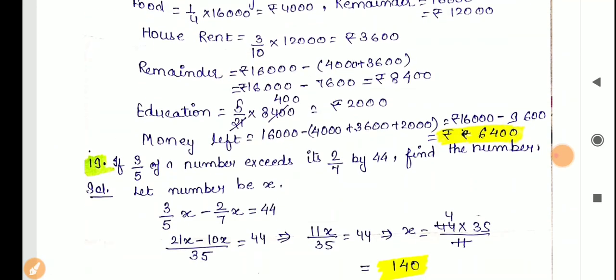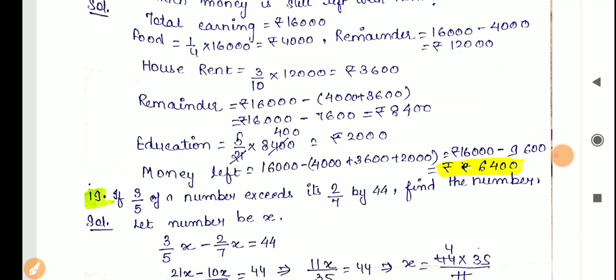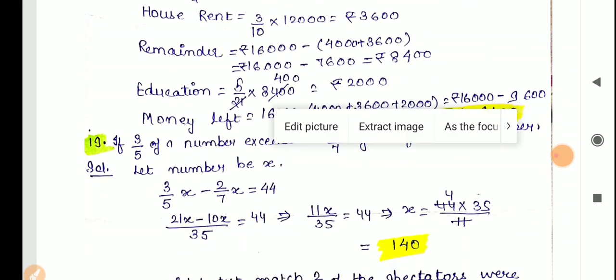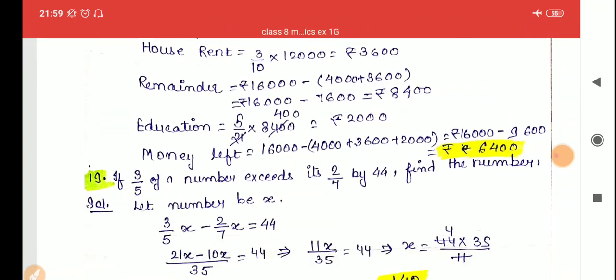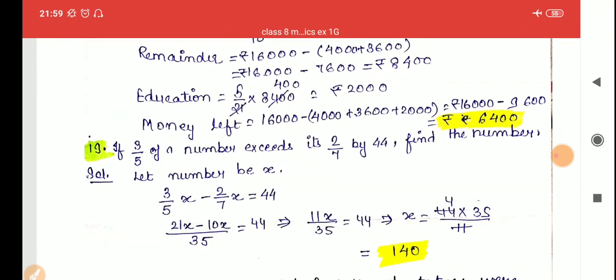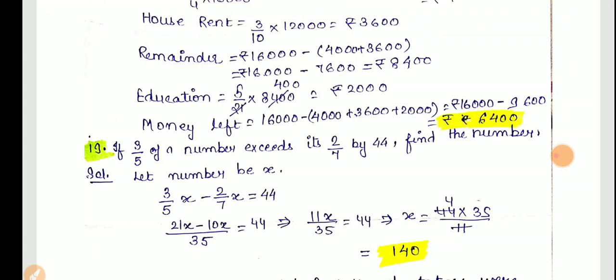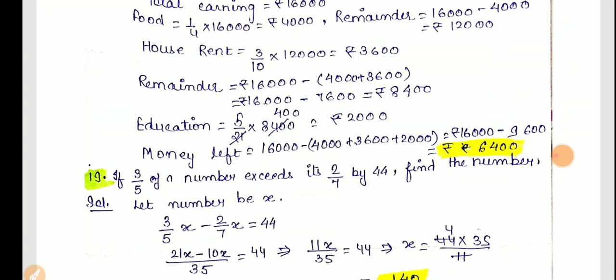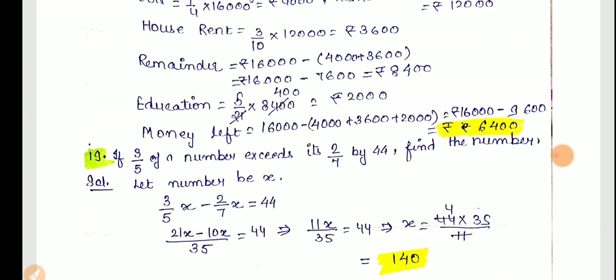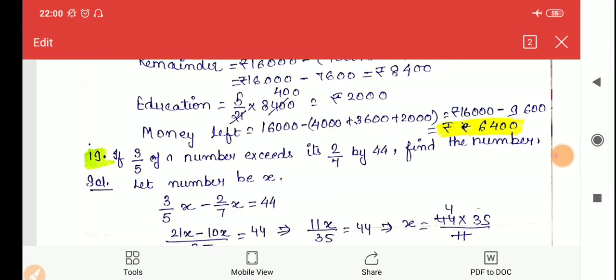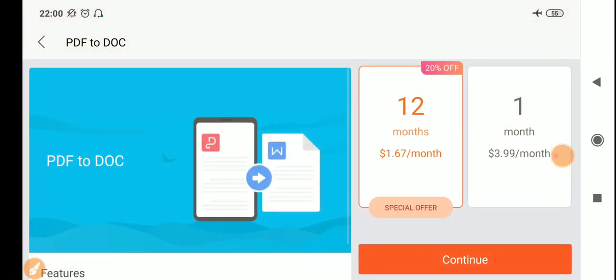Okay, so like this. No, don't do that way. Okay, that will be difficult for you. Do in this way only. Money left is equals to 16,000 minus 4,000 plus 3,600 plus 2,000. Okay, because I was telling that method, don't do that method, follow this method only, and if you find it difficult you can tell me in the class. Okay, so here 16,000 minus 9,600 and the answer is 6,400. So the total amount left with him is 6,400. Clear?